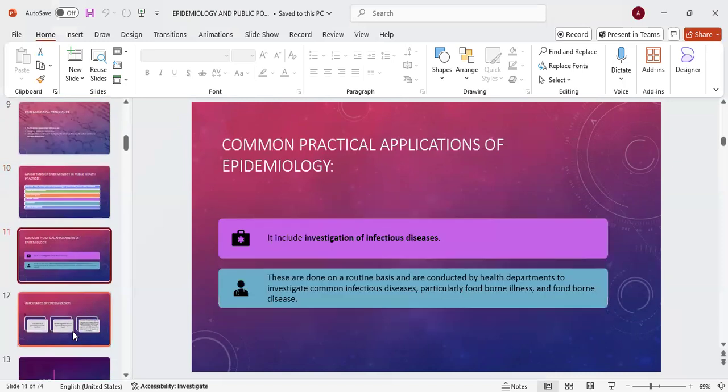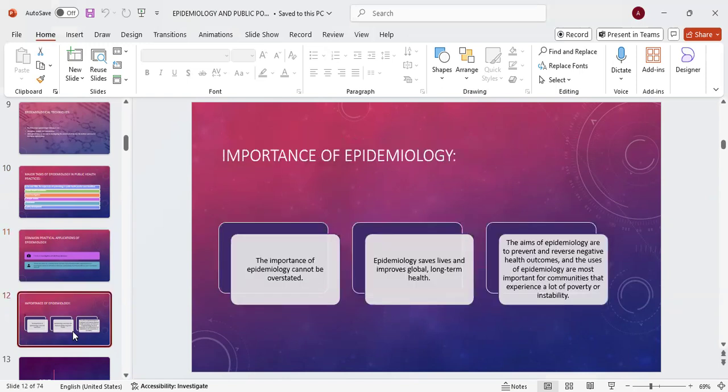Common practical applications of epidemiology. It includes investigation of infectious disease. These investigations are done on a routine basis and are conducted by the health department to investigate common infectious diseases, particularly foodborne illness and foodborne disease.